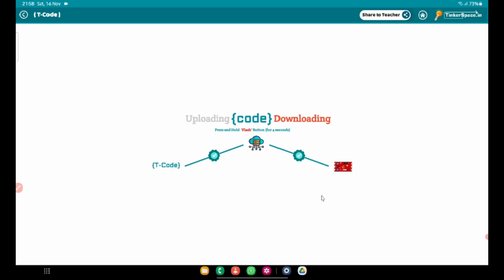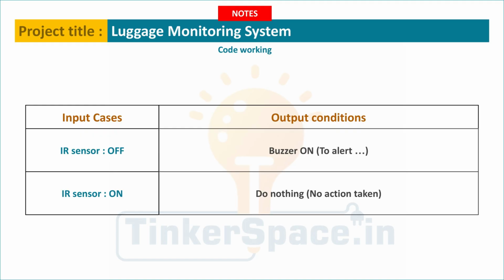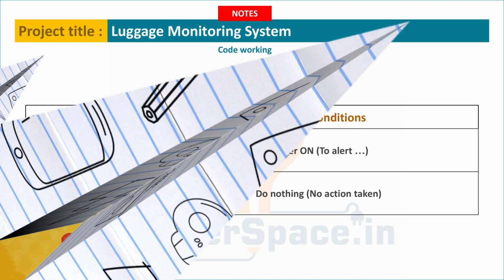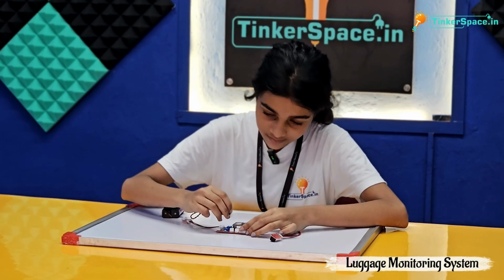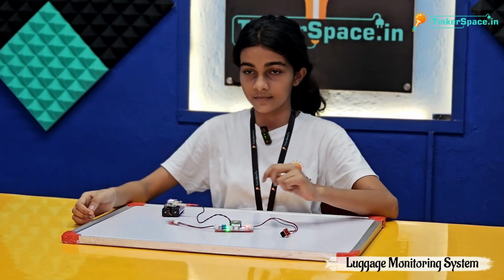Here we finished our coding part. Now let's do the hardware part. We have uploaded the code. Now let's test the project. We have tested the model and it's working properly. Now let's implement it in the model.